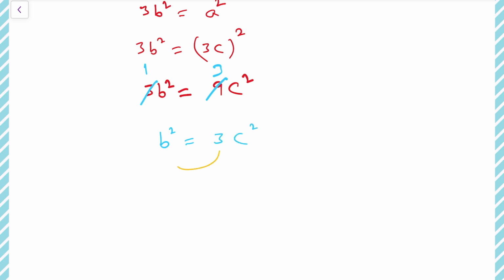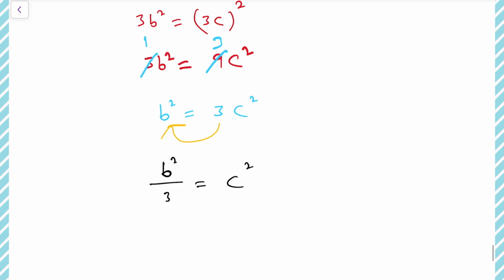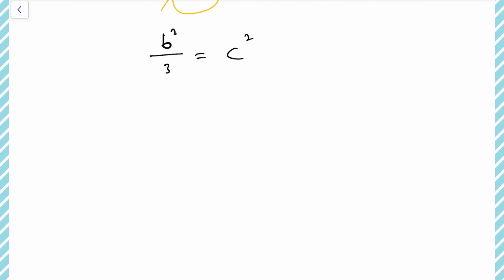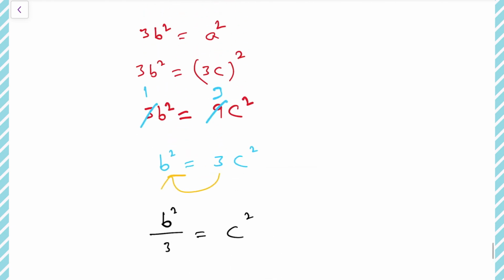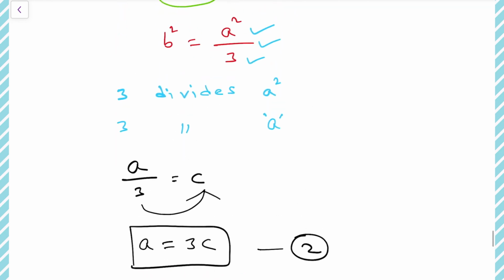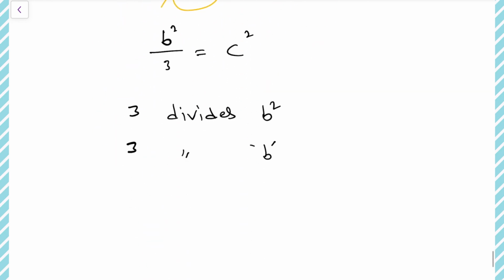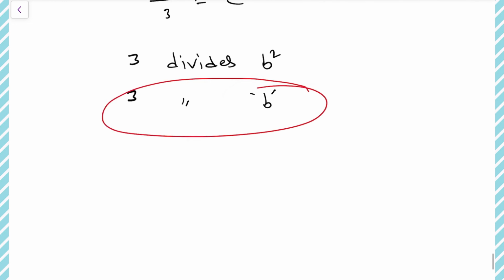Now take this 3 to the left side. If you take it to the other side, it becomes a division. So b square divided by 3 equals c square. Now here b square by 3 is nothing but 3 divides b square. If 3 divides b square, then 3 divides b also. Now observe the previous statement which we got here. 3 divides a. And here 3 divides b. So we can conclude one thing, that is 3 divides a and b.